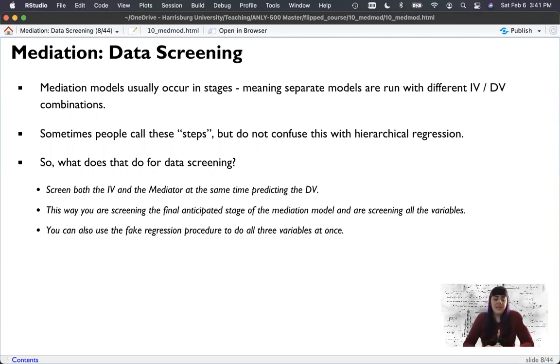You can also use that fake regression procedure that we used way back in chapter 5, because it will do all the variables at once. But if you do that, you can't get Cook's and leverage. So we are going to keep using those, because this is a regression analysis and we want to make sure that we don't have people who are unduly influencing slopes.